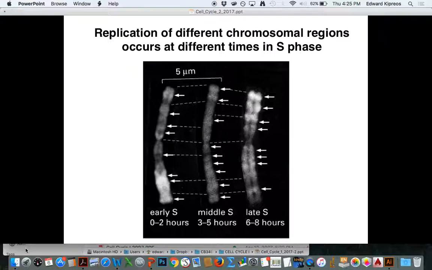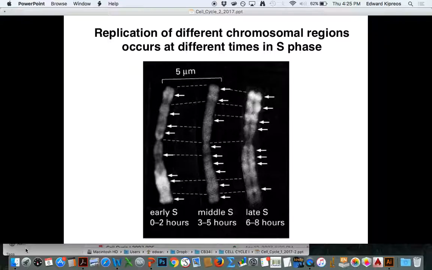Okay, so you're labeling S phase, and then when the cell goes through mitosis, you're getting the chromosome and asking where it is. In between, you've washed out the BrdU. Then you can do the same thing for middle S phase, 3 to 5 hours, or late S phase, 6 to 8 hours, and this is all one chromosome. I don't know which chromosome it is. Maybe it's chromosome 1. Could be chromosome 13.